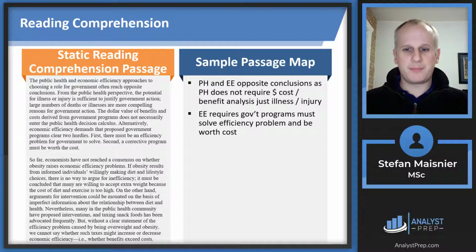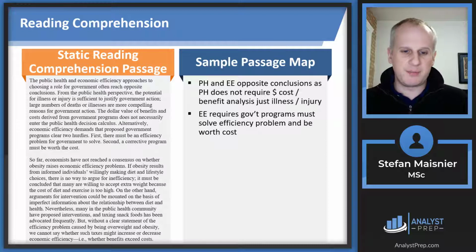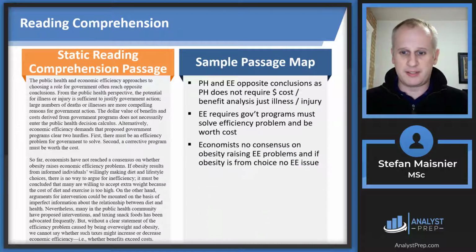So then we move on, hopefully continuing on this idea of what PH and EE do for these government programs. So far, economists have not reached a consensus on whether obesity raises economic efficiency problems. If obesity results from informed individuals willingly making diet and lifestyle choices, there's no way to argue for inefficiency. It must be concluded that many are willing to accept extra weight because the cost of diet and exercise is too high. So we have this idea, again, that economists basically aren't really able to say anything about obesity. So, economists: no consensus on obesity raising EE problems, and if obesity is from choice, there's no EE issue.